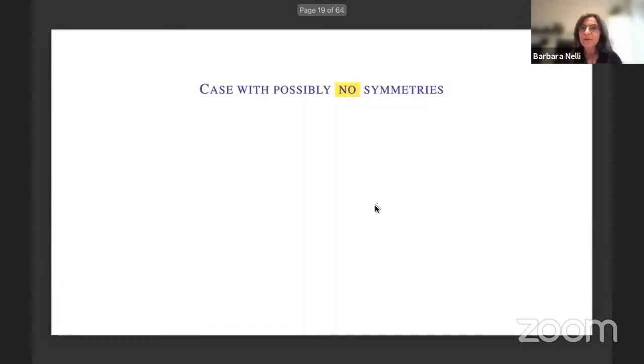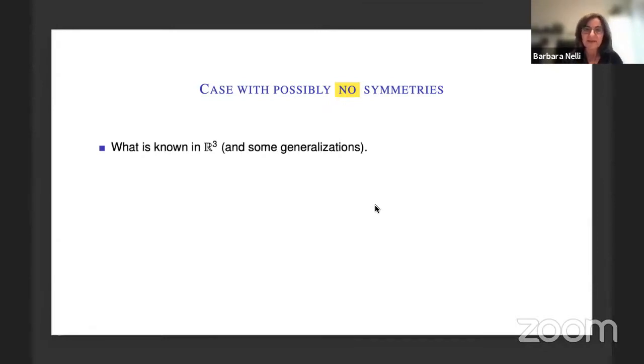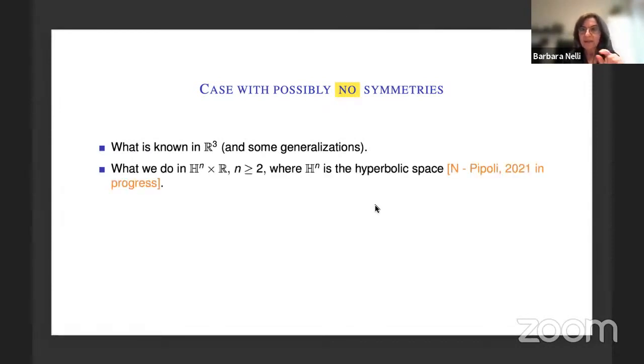Okay, so now let's go to the case with possibly no symmetries. We will first tell what is known in R3 about this case and some generalizations. Then we will talk about what we do in the space H^n cross R for n larger or equal than 2, and this is joint work with Giuseppe Pipoli, and it is in progress.